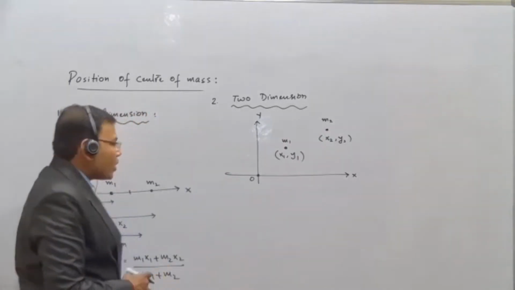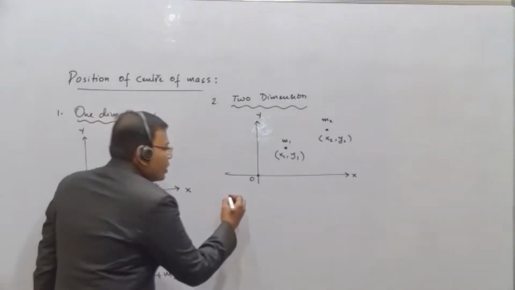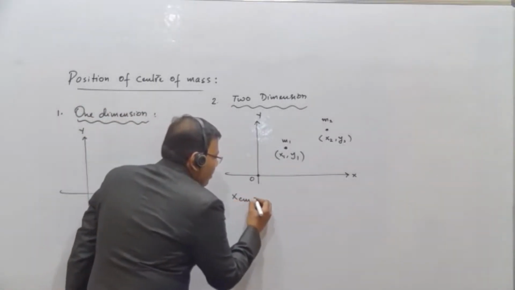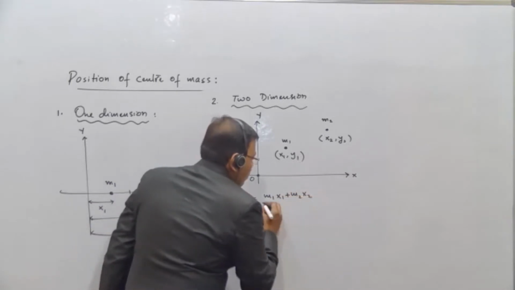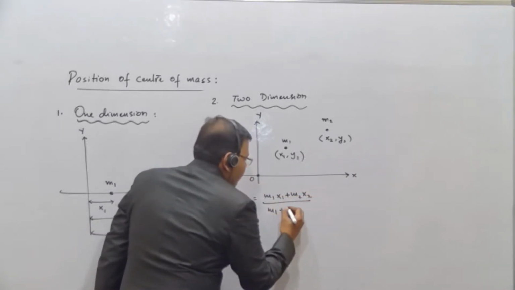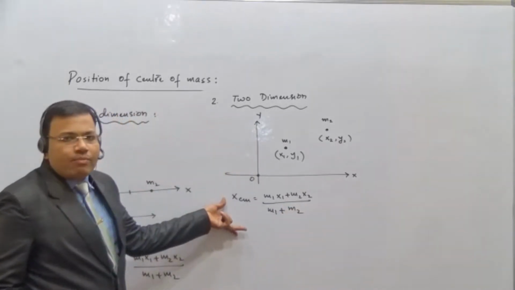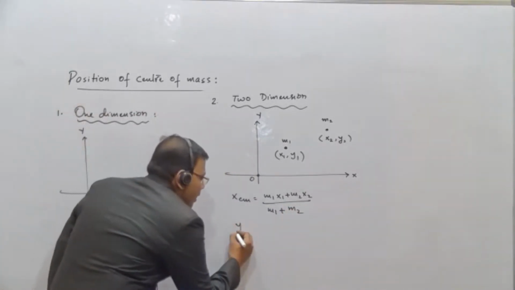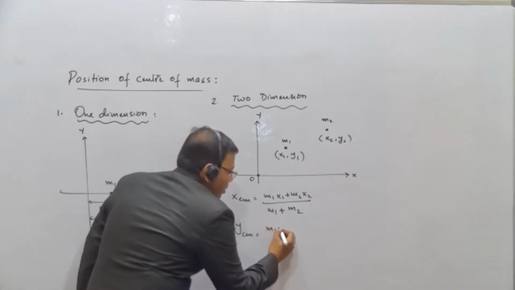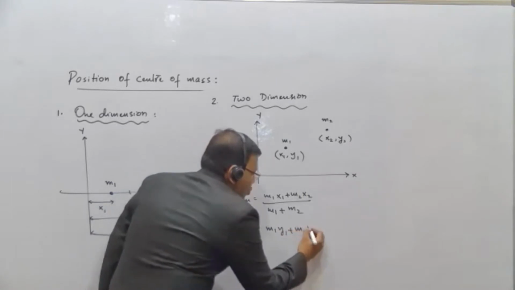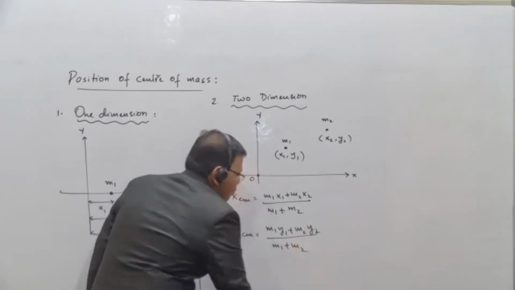X coordinate, how to calculate? Already we have seen how to calculate the x coordinate. This is the concept we need to use here. If I take m1 x1 plus m2 x2 by m1 plus m2, this is the x coordinate of the center of mass. Similarly, I can calculate the y coordinate of the center of mass. So it is m1 y1 plus m2 y2 by m1 plus m2.